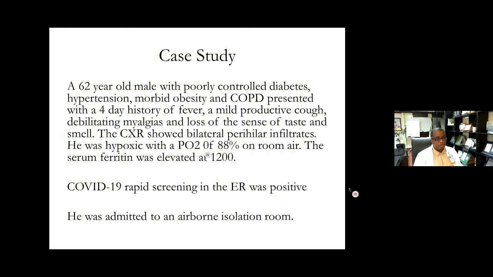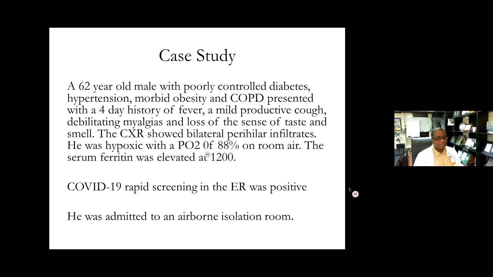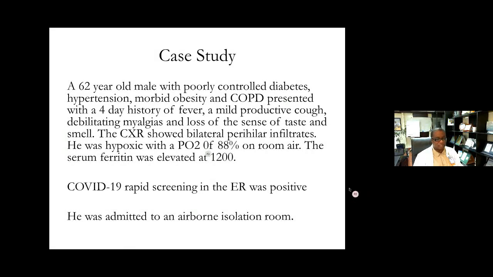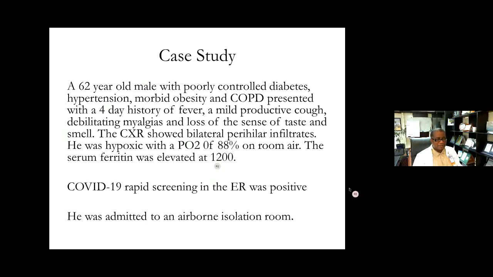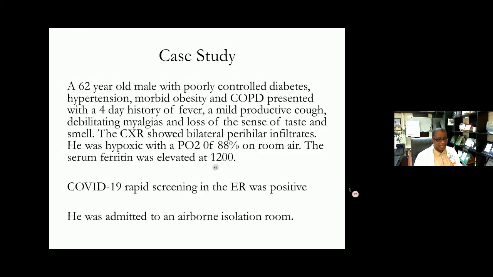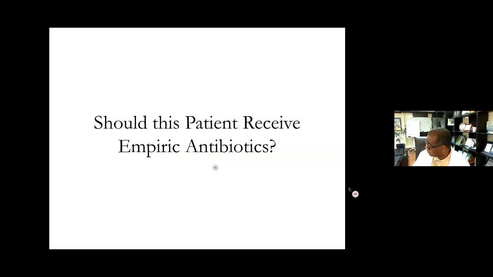Now, this is not uncommon in these times. The vast majority of patients will not present with this scenario requiring admission. We know that the vast majority are probably going to be asymptomatic and a significant number have mild symptoms. But we do see patients with COVID-19 who require admission because they are hypoxic and they have significant pulmonary infiltrates. But the big question is, this patient as presented now, should this patient receive empiric antibiotics?